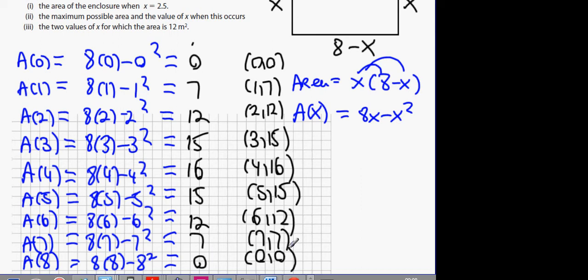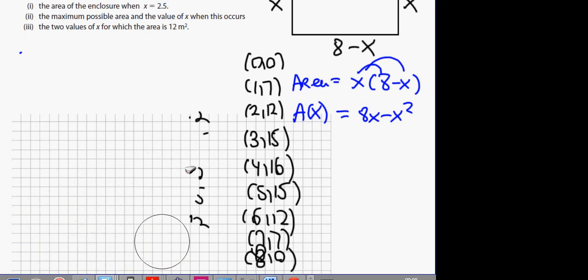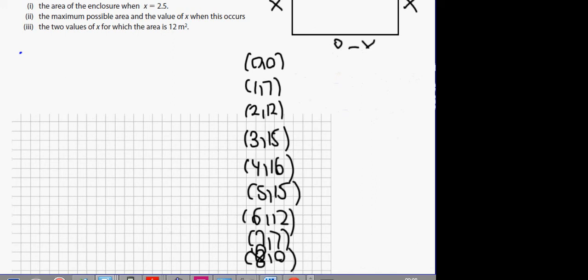Does anybody see any pattern there? 0, 7, 0, 7. 12, 15, 12, 15, and 16 is in the middle, which means it's going to be the highest point of the graph. Now that we've done that, what we need to do next is go about drawing this. Will somebody tell me what is my x min, x max, y min and y max? You need to know all that before you decide on how big to make your graph.